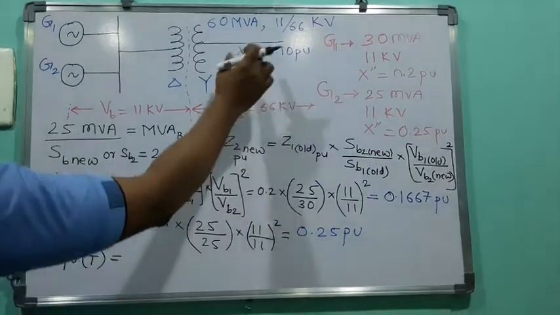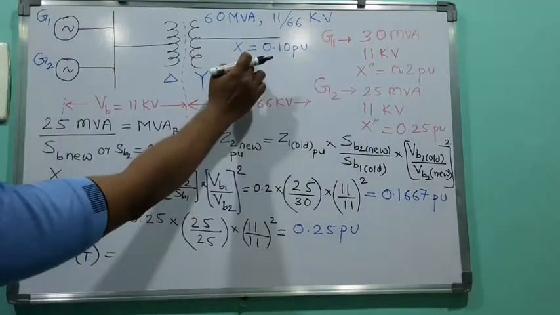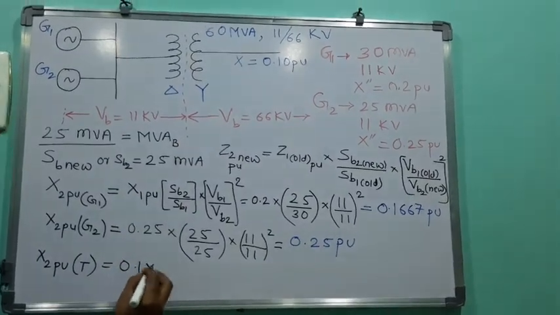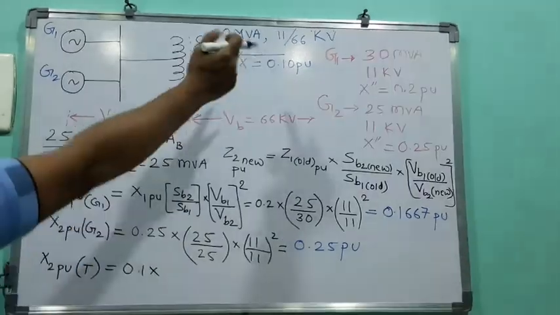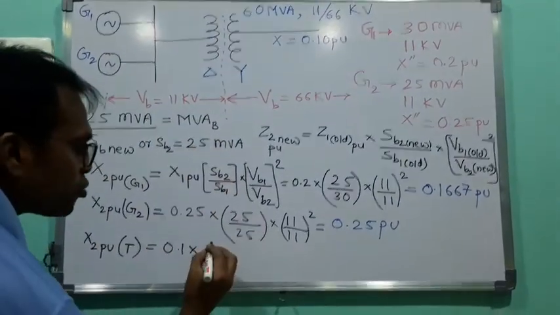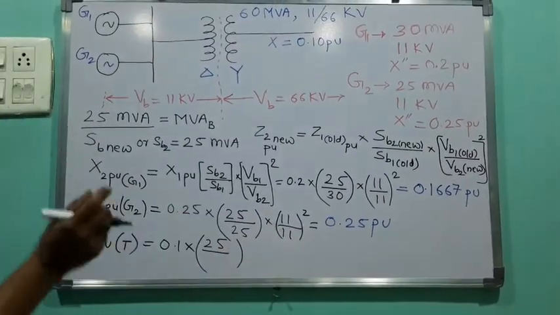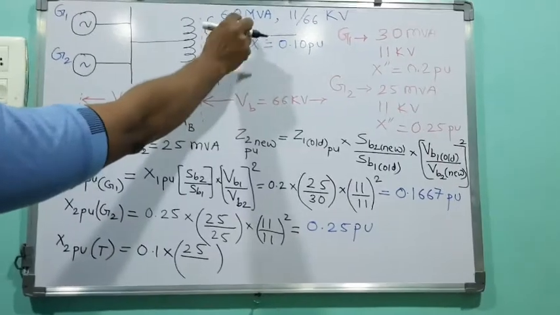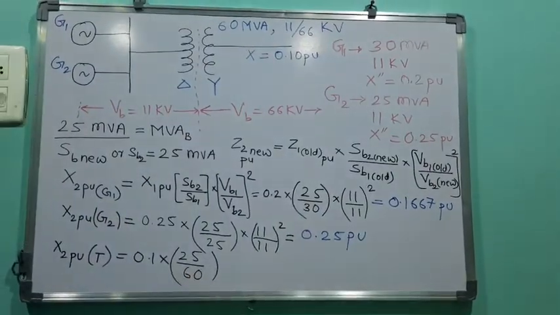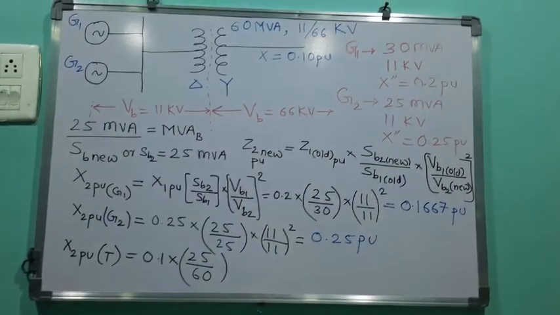Okay. Now see the rating. What is the x value? X value is 0.1. So it is 0.1 multiplied by SB2 for this transformer. SB2 again is the same, that is 25, divided by, now for the transformer, what is the rating S? S is 60. So 25 divided by 60.